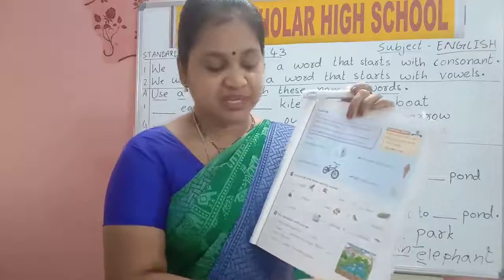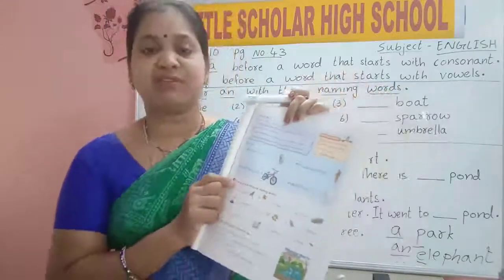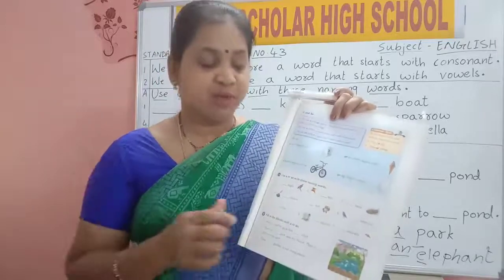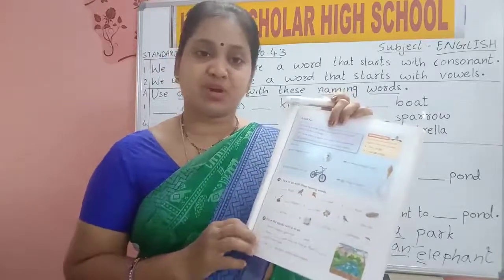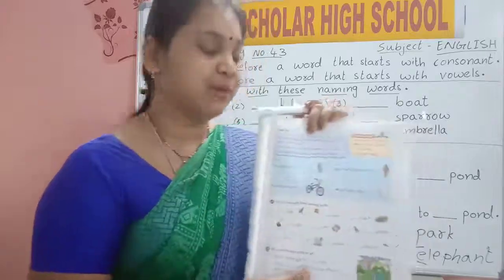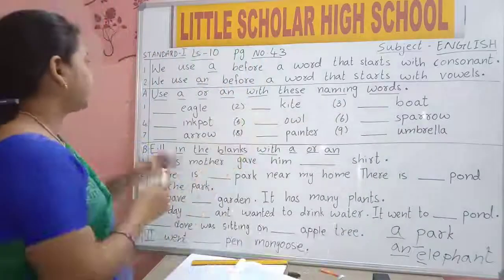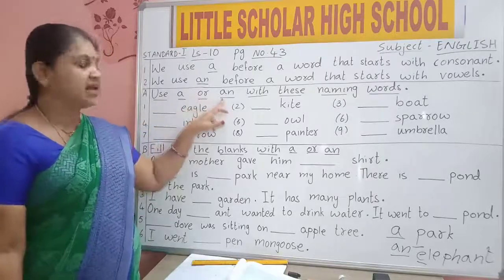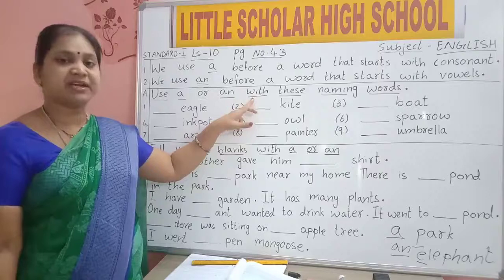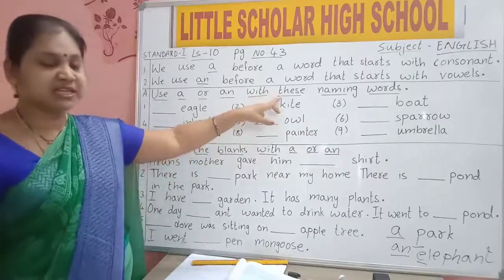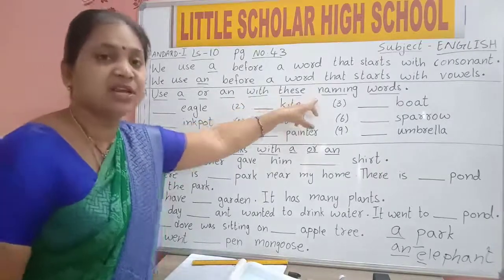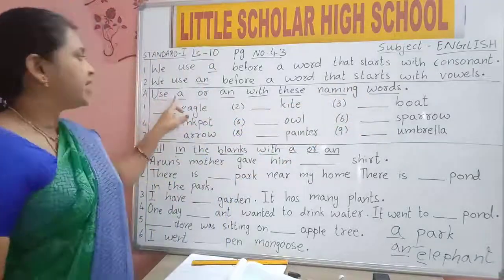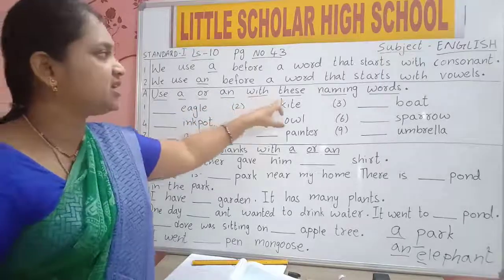Now, textbook page number 43. A bit, and we will finish. I have already written the A and B questions on the board. When I am writing the answers, immediately copy them in your textbook. Is it clear? A and B, page number 43. U-S-E, use. A or an with these naming words. Use A or an with these naming words.